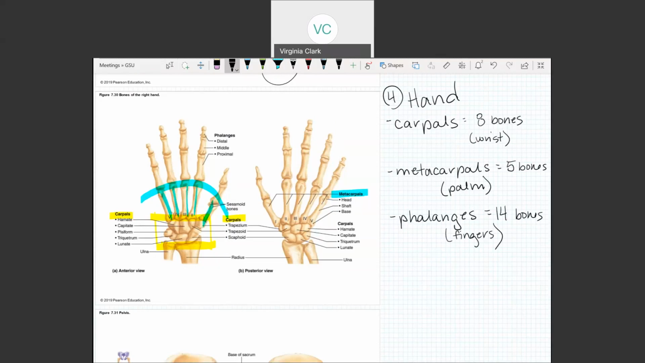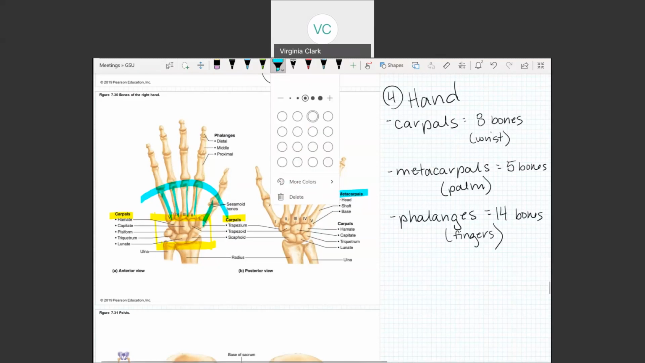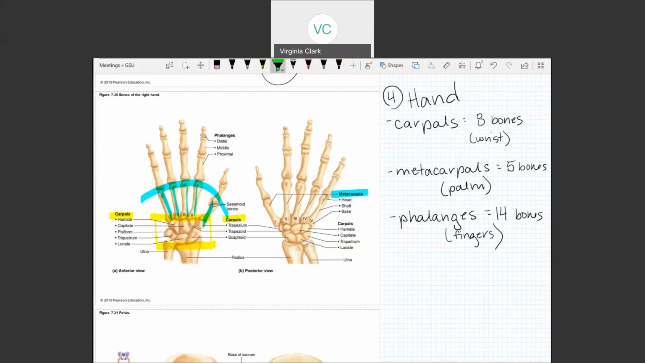So when we're looking at your phalanges, you'll notice that it is 14 because there is 1 phalange, 2 phalanges, 3 phalanges, and so on for each finger. With your phalanges, your thumb will only have 2, whereas all of your other fingers will have 3. That's what makes 14 bones.